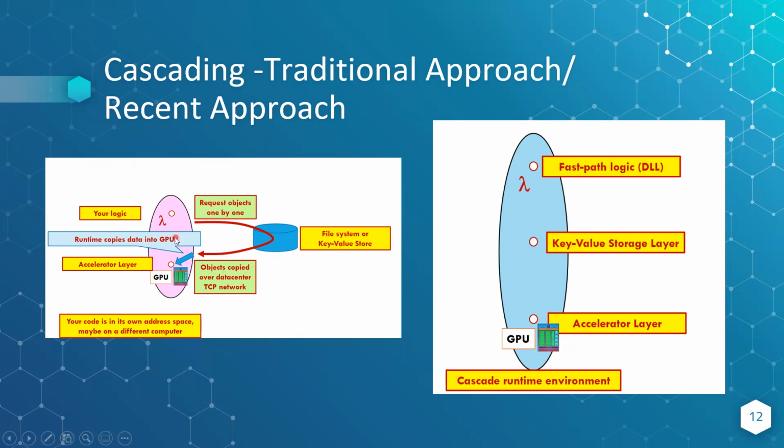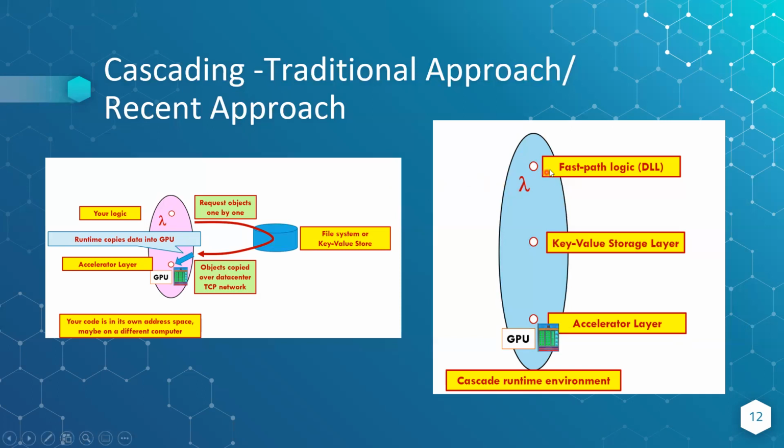In the old, traditional approach, when a user requests something, a generated request must first check whether the data is present in the databases, and then if it is there, it is copied over the data centers, and then GPU accelerated. And the lambda is basically code. Lambda and data are in different places, so it has to make more transactions for everything, which is a very slow process, because your logic, your lambda, which is basically your code, is in a different place.